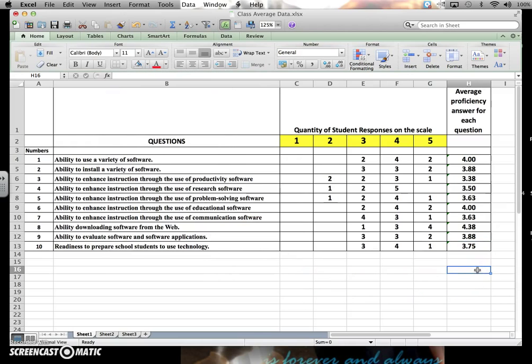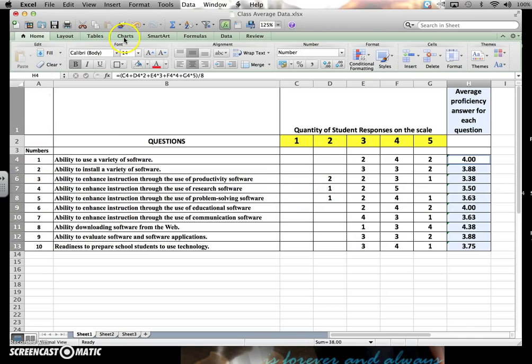So now I have all my data. I need to put a graph in. So what I'm going to click, this is going to be my key, so I need to include that. And then on a Mac, I'm going to Command-click and then drag all the data that I want to include. This is what I want to put in my graph. I want to compare the average proficiencies that I got with each of my questions.